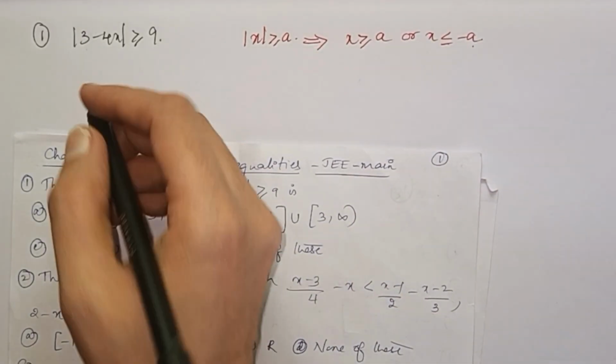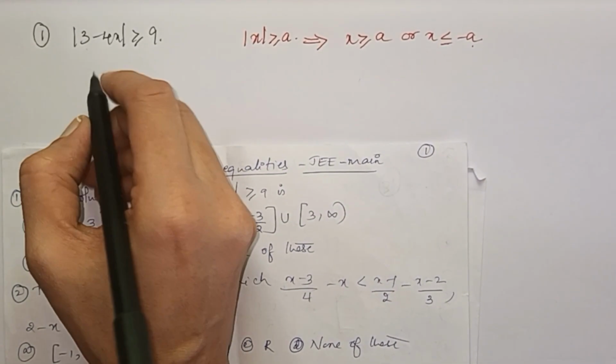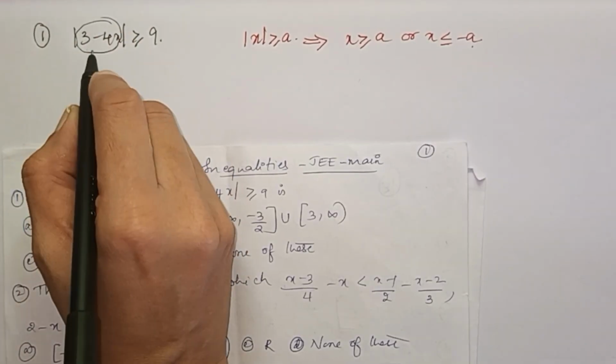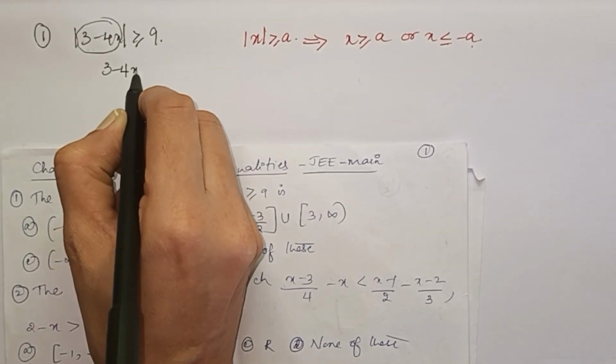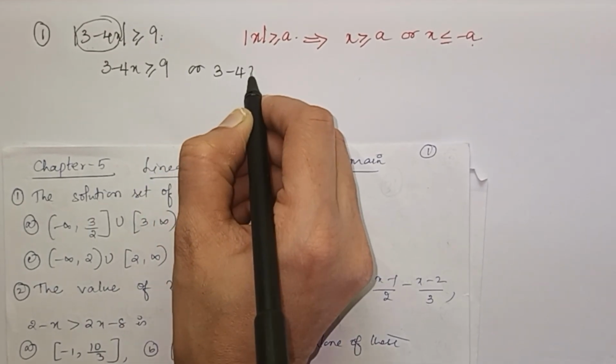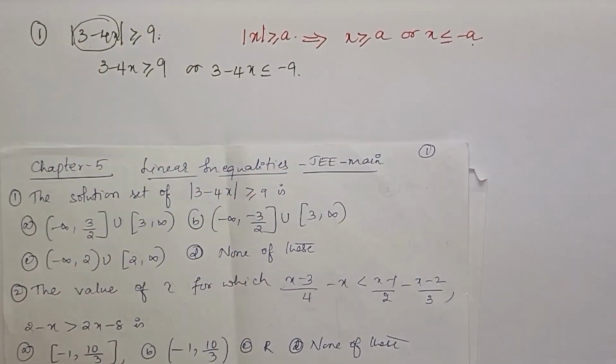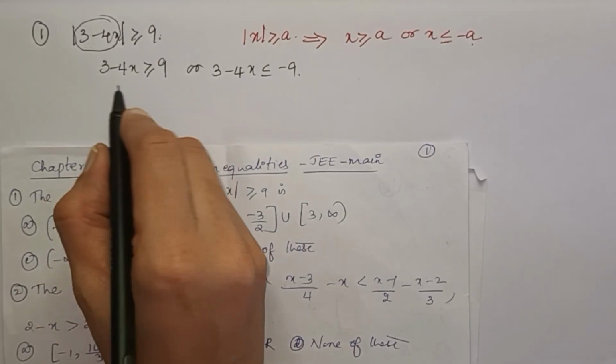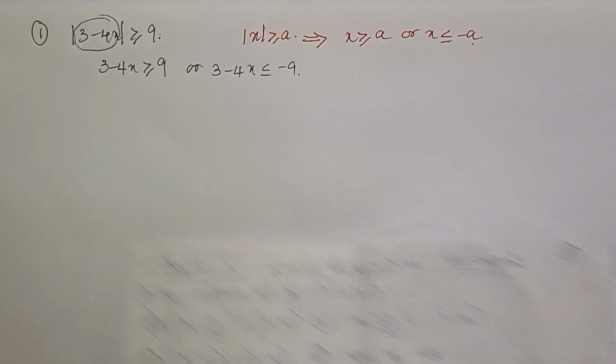So as per this inequality, when you apply here, in the place of x you have 3 minus 4x. So 3 minus 4x greater than or equal to a, which is 9, or 3 minus 4x less than or equal to minus 9. These are the two possibilities. So we have to solve these inequalities.